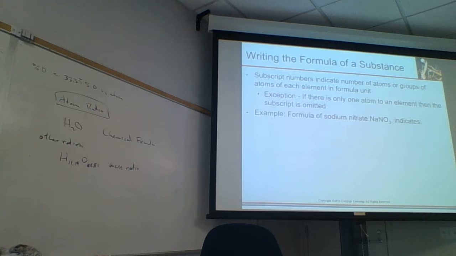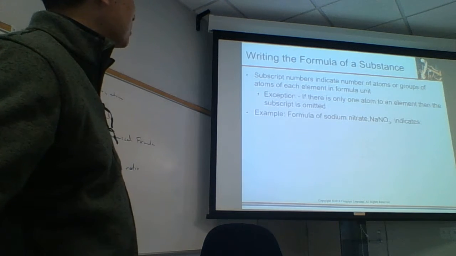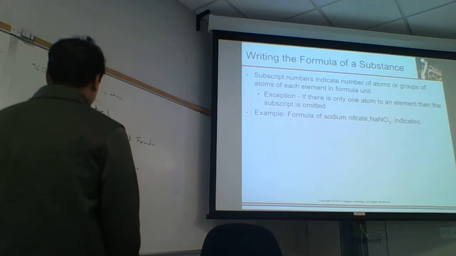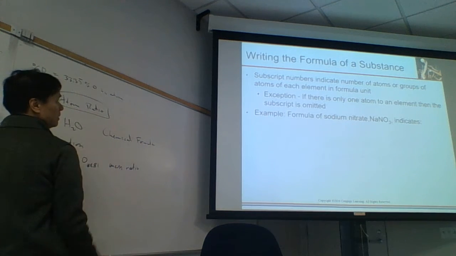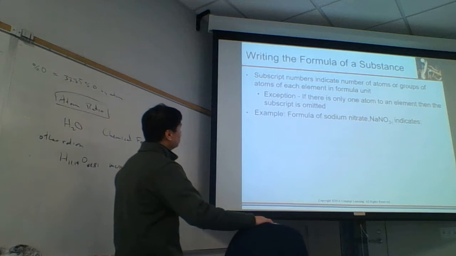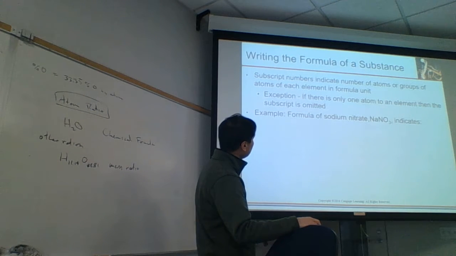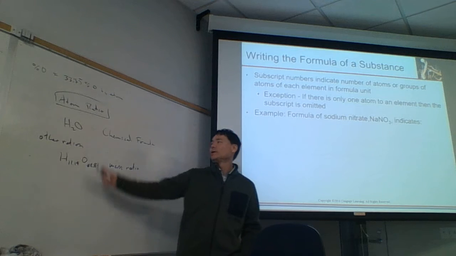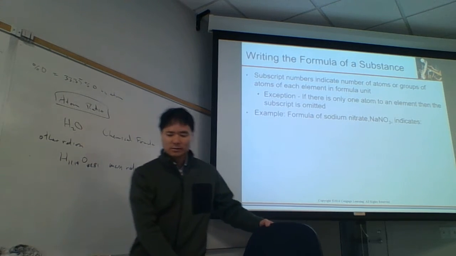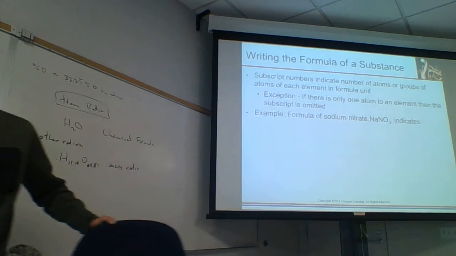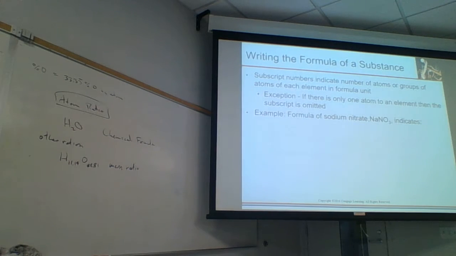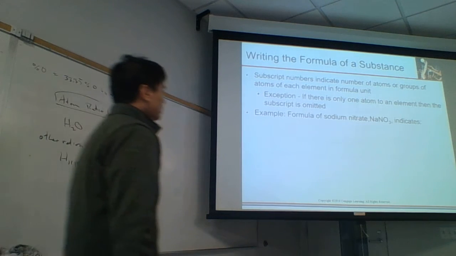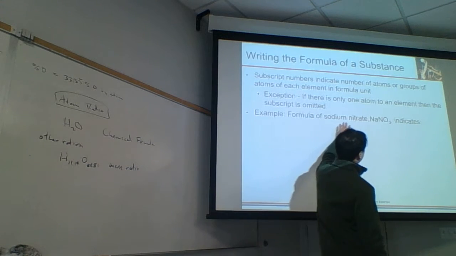So the first thing here in this chapter is writing the formula of a substance. So we already have practice with that. Subscripts indicate the number of atoms. The subscripts are the atom ratio. If there is only one atom to an element, then the subscript is omitted. Yeah, if there's only one oxygen, you don't need to write 1. It's a 2-to-1 ratio. We don't write the 1. That's what that's saying.